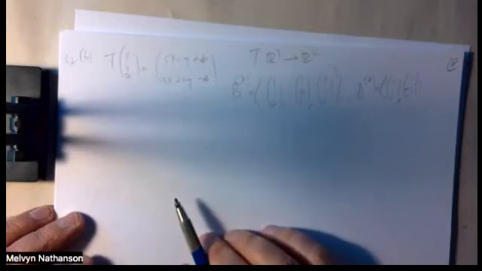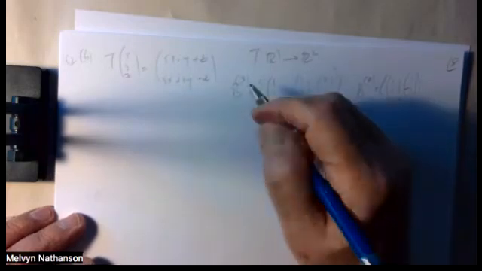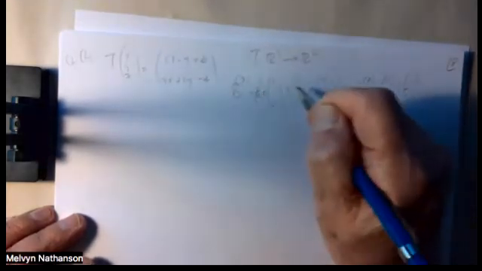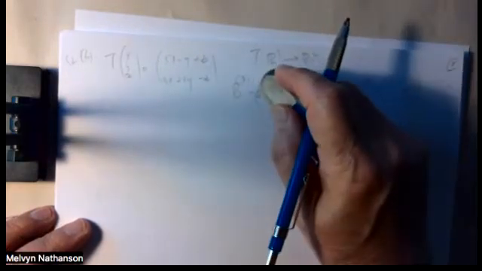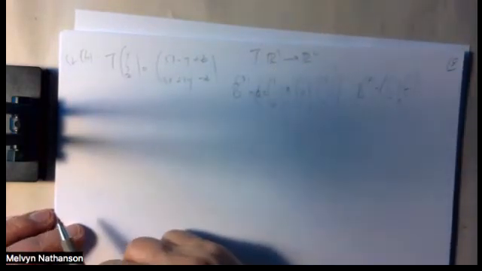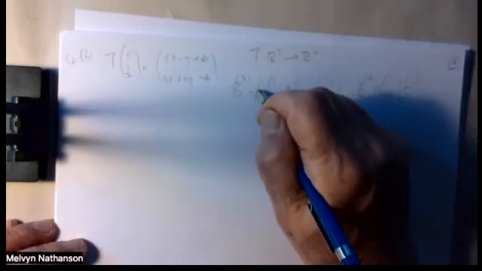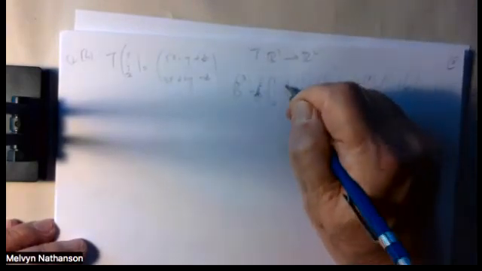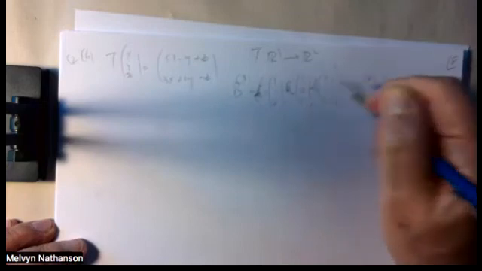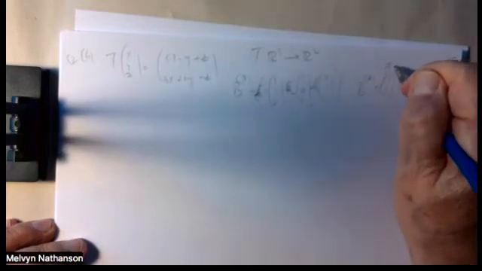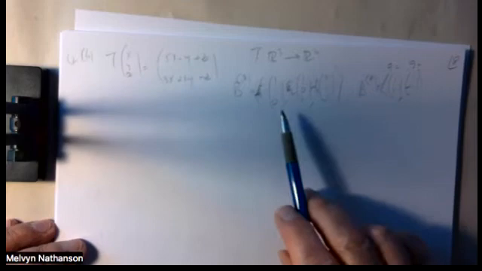Let me give these vectors names. I'll call these F1, F2, and F3. And I'll call this G1 and this G2. So just so I have names for these vectors.